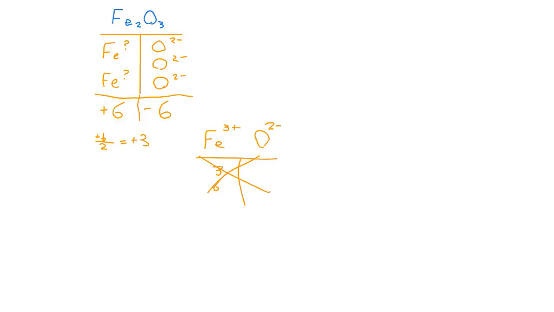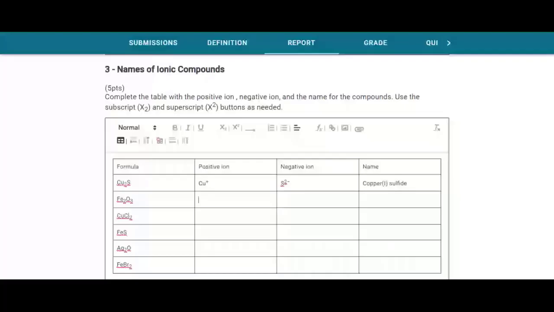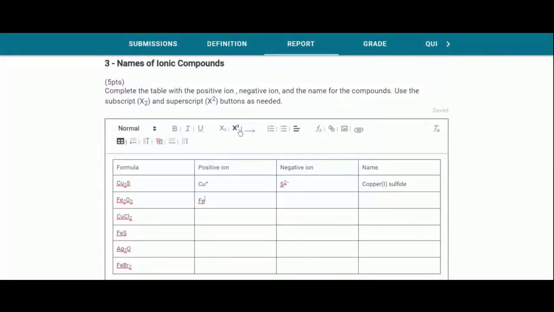Roman numeral 3 is just 3 I's. So iron 3 I's, those are not 1s, those are capital I's. Iron 3 oxide. And so this will be Fe plus, this will be an O minus, and this is going to be iron, Roman numeral 3, oxide. And then you can proceed to do the same thing with the rest of these.